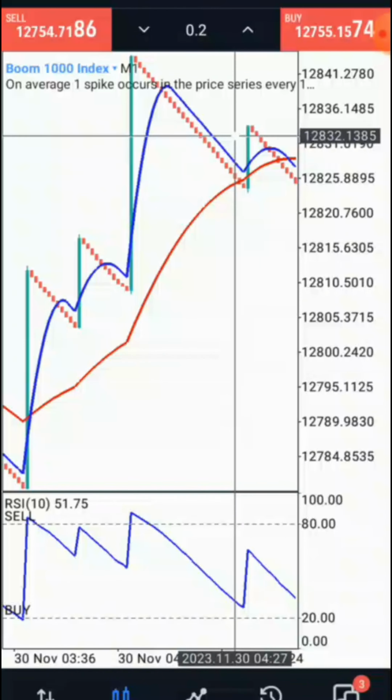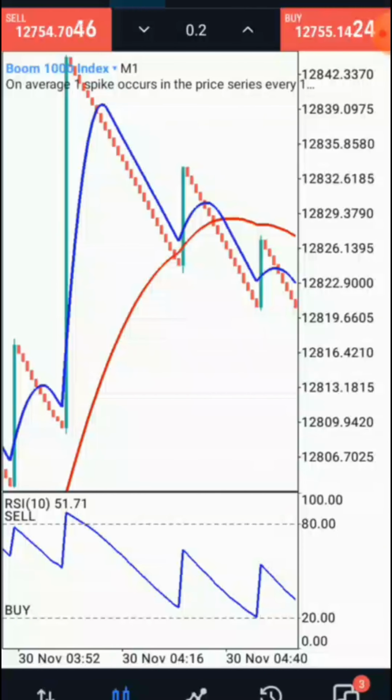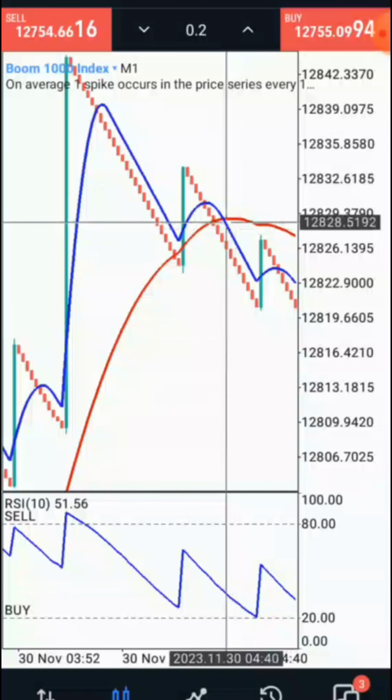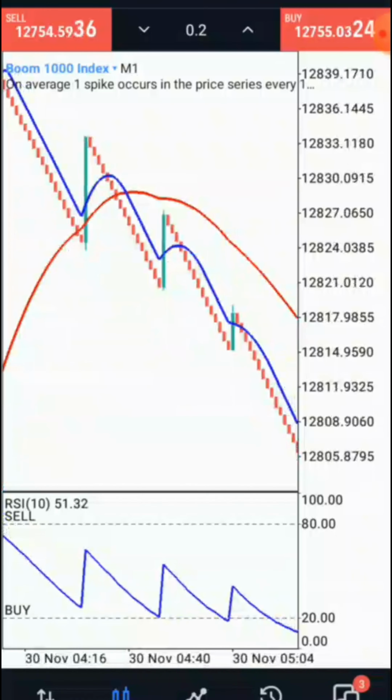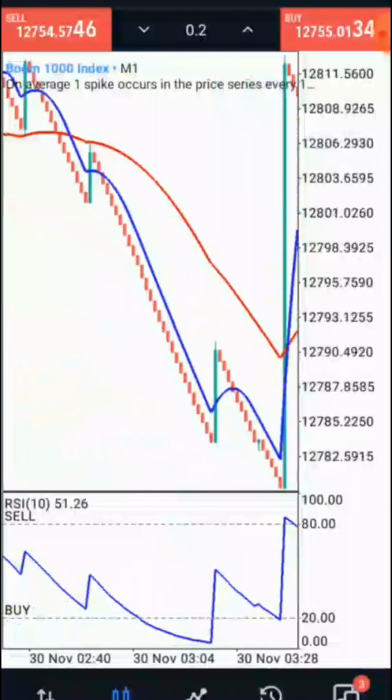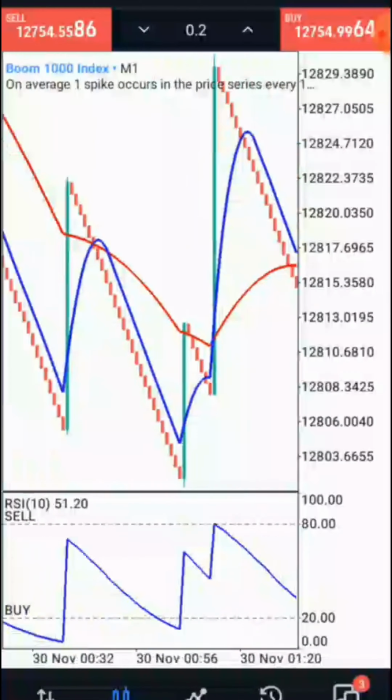Then for our signal to sell, we wait for the crossover. The crossover took place at this particular level here, and then we're going to get our 8 candles. You can see the price then started to move downwards. And let's look for more examples.